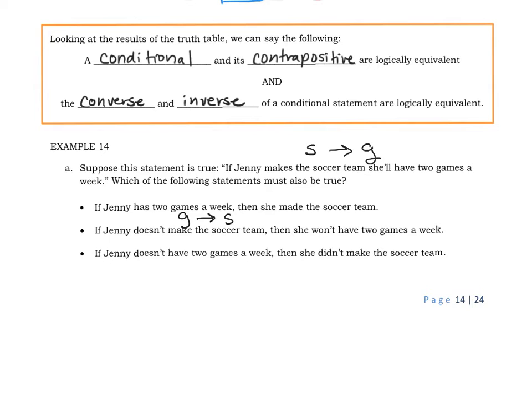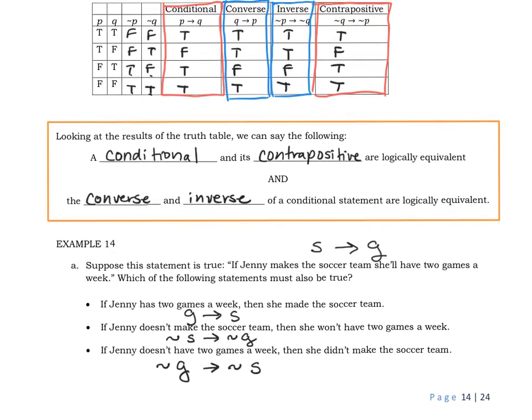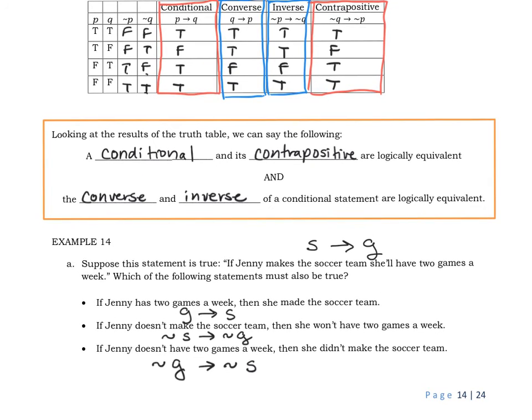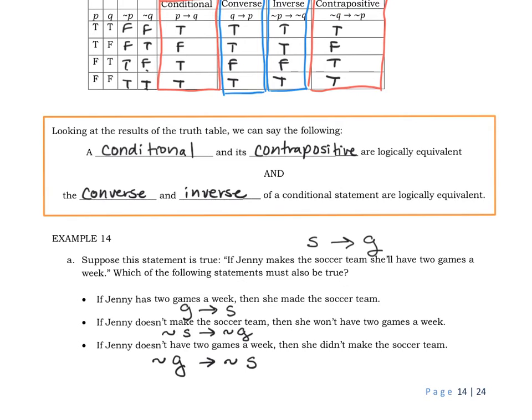If Jenny doesn't make the soccer team, so that's the negation of S, then she won't have 2 games a week. So that's the negation of the G. If Jenny doesn't have 2 games a week, that's the negation of the G, then she didn't make the soccer team. That's the negation of the S. Okay? So if we look at everything symbolically, this is our conditional, and what's logically equivalent to that is going to be our contrapositive, which is this statement here: if Jenny doesn't have 2 games a week, then she didn't make the soccer team.